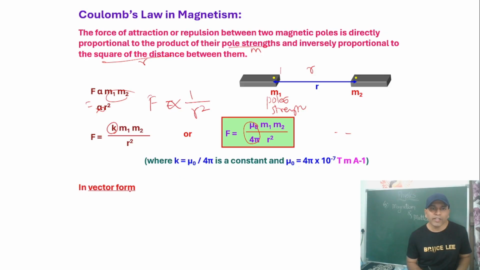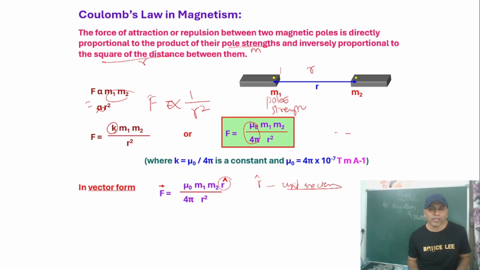So that is in vector form. You can write it as F bar is equal to mu 0 upon 4 pi M1 M2 upon R square into R hat. What does that R mean? It is a unit vector.